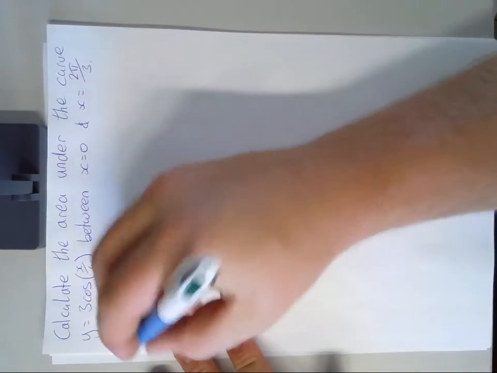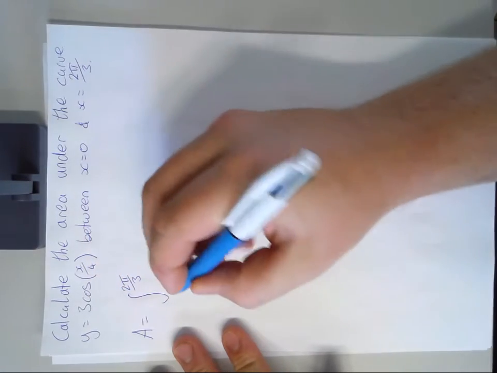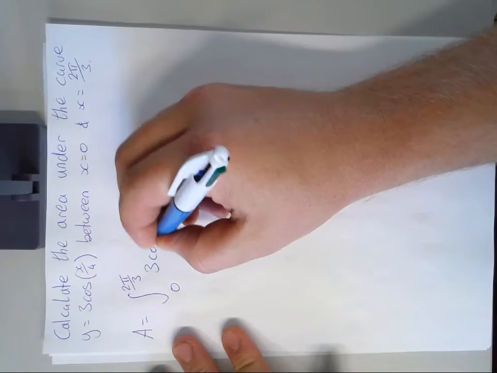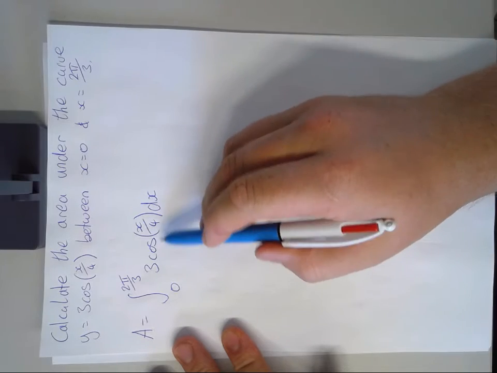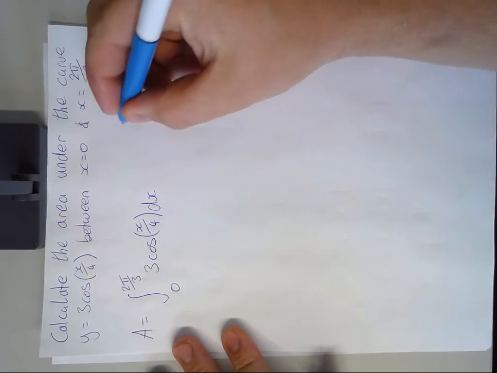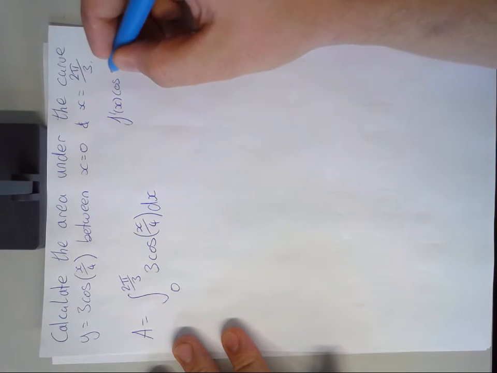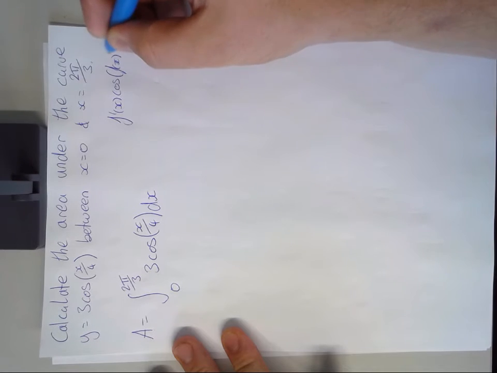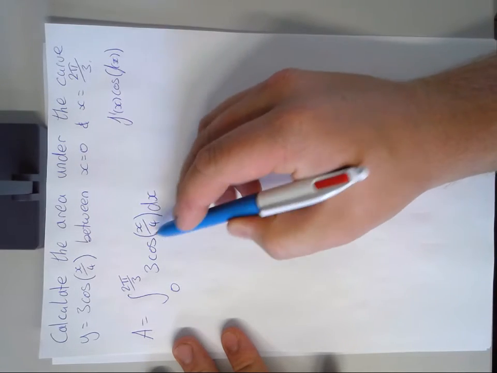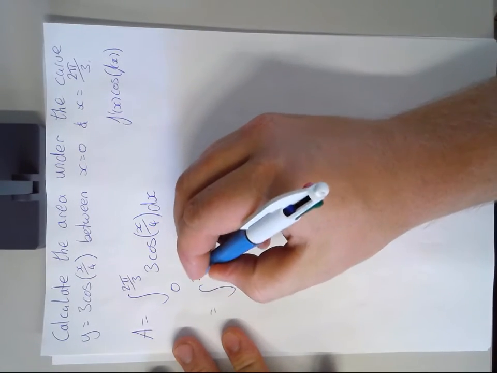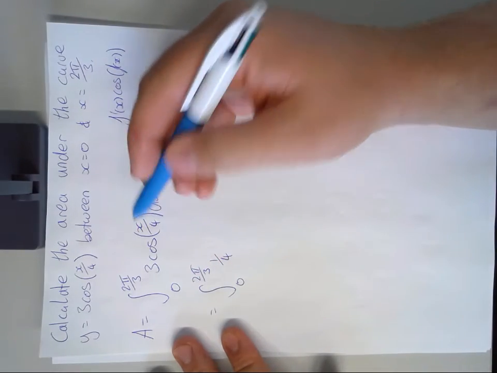So I'm just going to set up my integral function of A equals my upper limit 2 pi on 3 and 0 of 3 cos x on 4. Now if we remember how to integrate this, we want this to be in the function of f prime of x, then your sine or cosine of f of x. So we want the derivative of this to be out the front, so we need to look at the derivative of x on 4. Now derivative of x on 4 is 1/4, because that's like saying 1/4 of x.